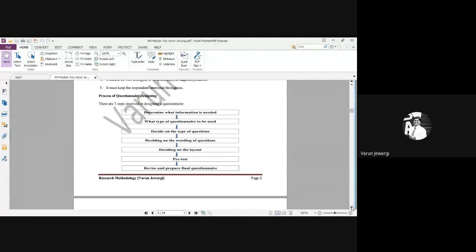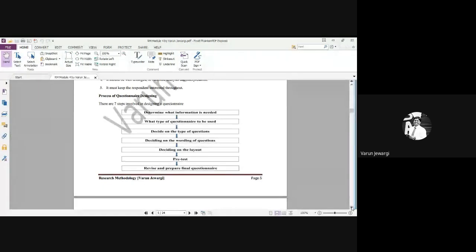Then decide on the wording of the question. I've got to be very specific about the words I'm using in the questions. I need to speak only about the solars and not something else. Decide on the layout. I should not make it 4 to 5 pages. Not at all. Or else the respondent would not be interested in answering my questions. So I've got to make it very simple, maybe 1 or 2 pages, and understand how best they can answer these questions.